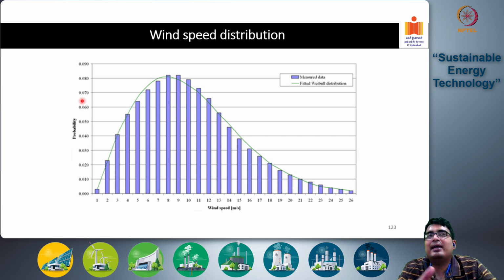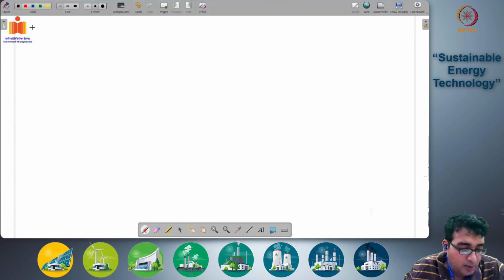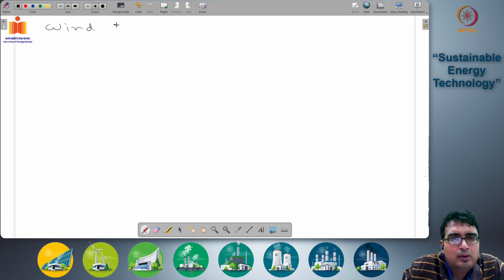So that is just an example. We will now look into the formal way in which we can use this idea and formalize it into a mathematical structure. So we will do that next. So we are doing wind speed analysis.